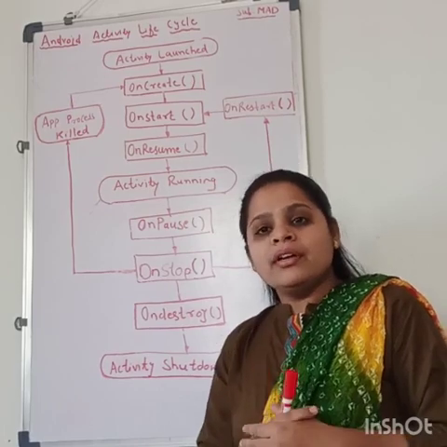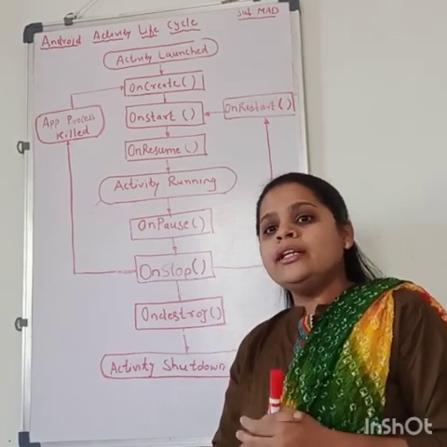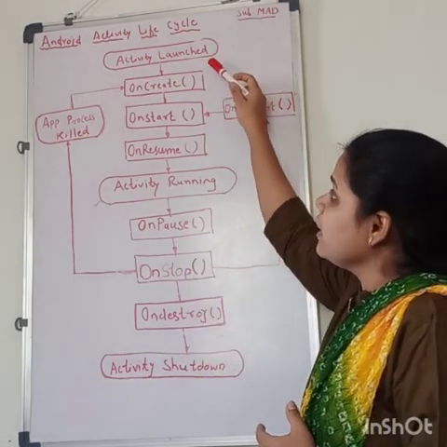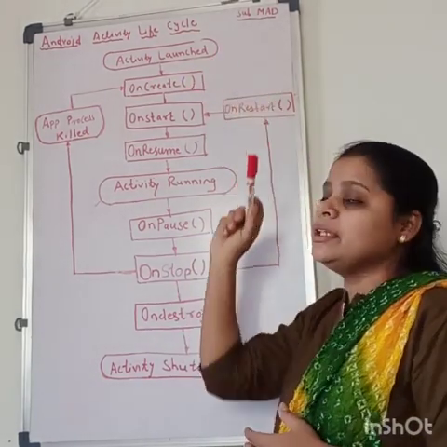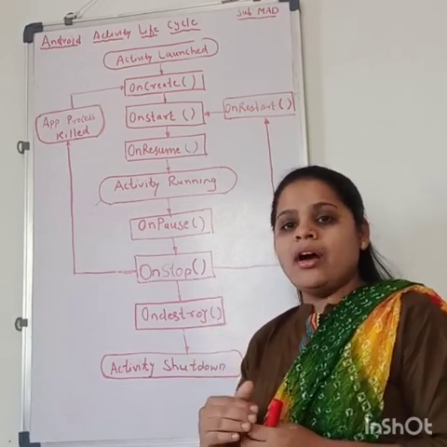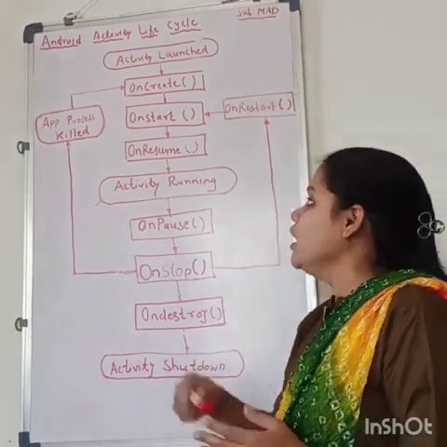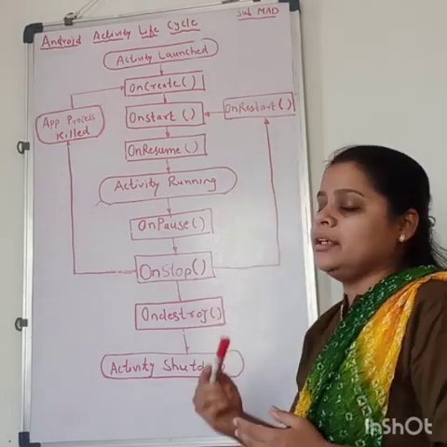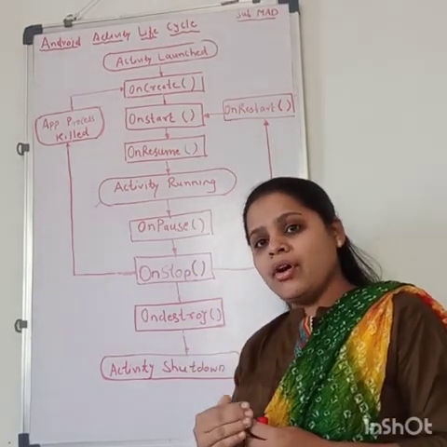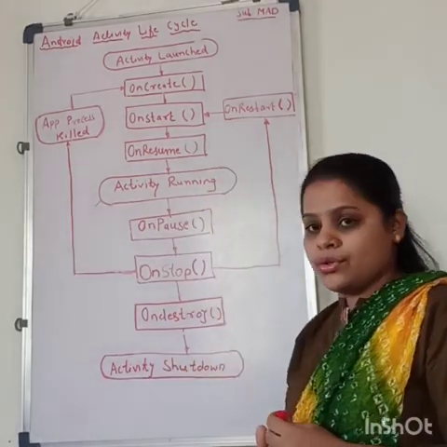So whenever an activity is launched, it is loaded into RAM. In that case, when the activity is launched, the onCreate method is called. The onCreate method is called to create the activity. After the activity is created, it will call the onStart method. The onStart method is called to start the activity. And after onStart, the onResume method is called.